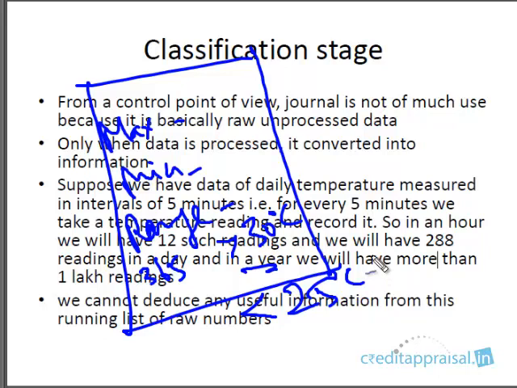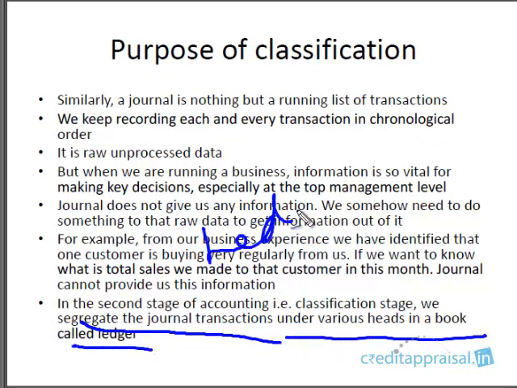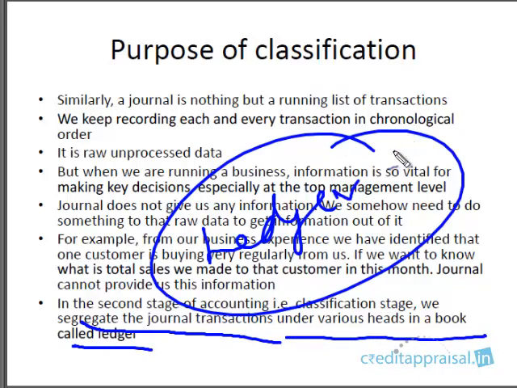So what you basically need is not unprocessed raw data. You need information. What the journal is doing is providing you raw data, but you need to convert this data into useful information, and that means you have to classify it. You have to classify these journal entries, and that is the process of classification. The second stage of accounting is classification. In this stage, we have something called ledgers. We segregate the journal entries under various heads in a book called the ledger. We maintain a ledger for each head. This will help us in better information and better control over a business, as we are going to see.